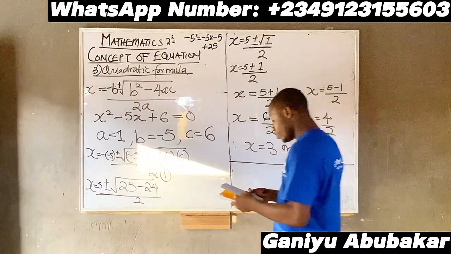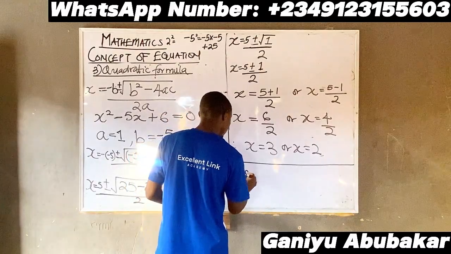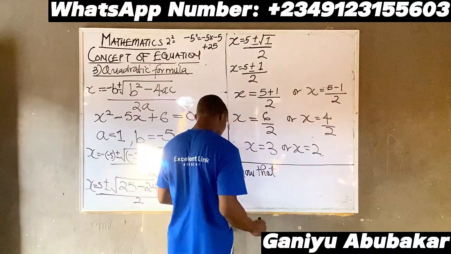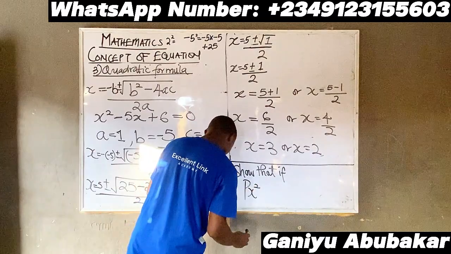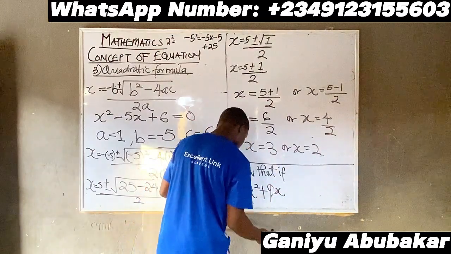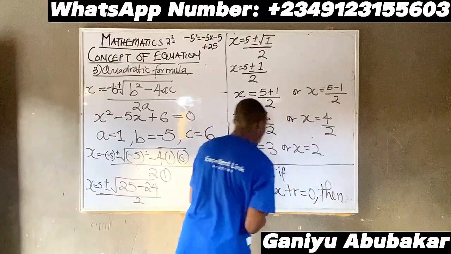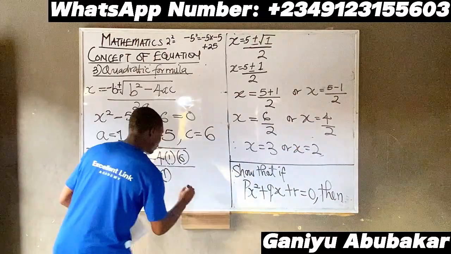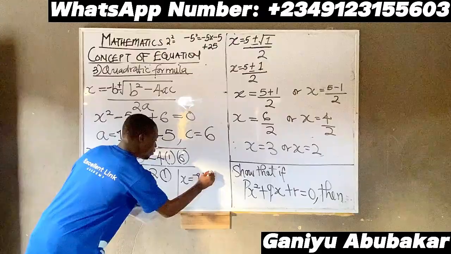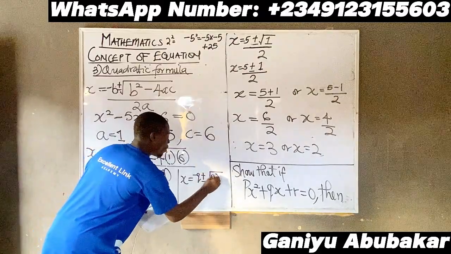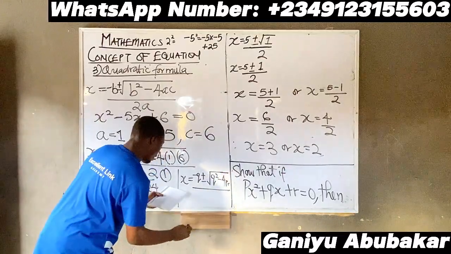Look at this one. It says, show that if px squared plus qx plus r is equal to 0, then prove that x equals minus q plus or minus root q squared minus 4pr, all over 2p.